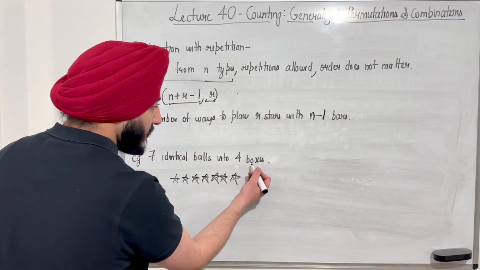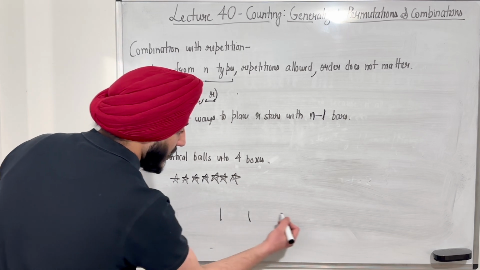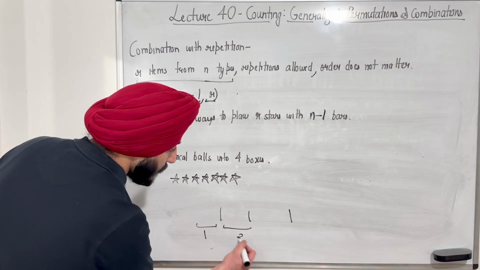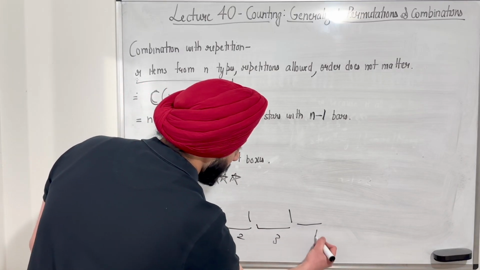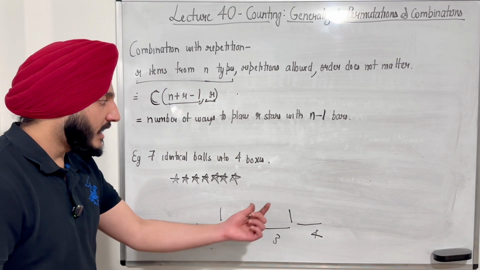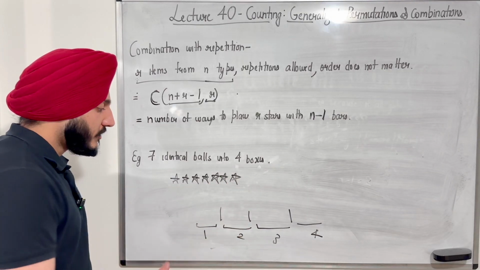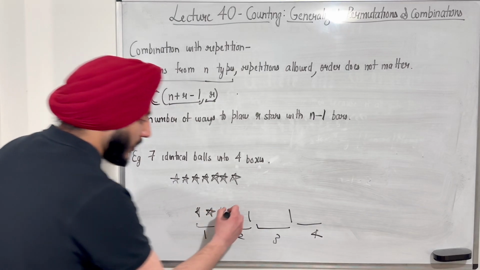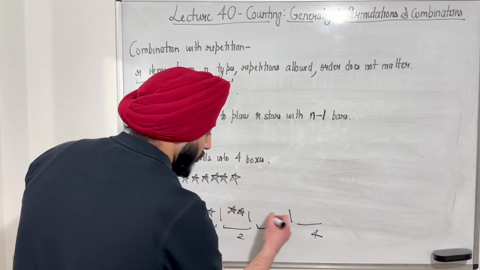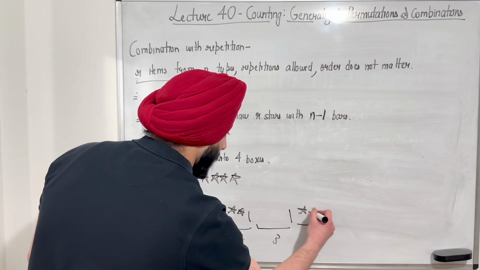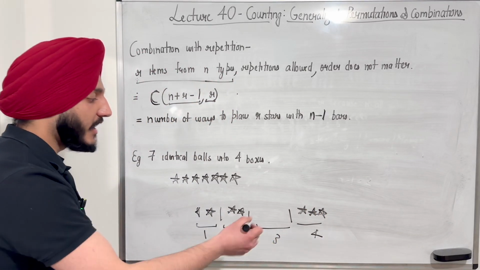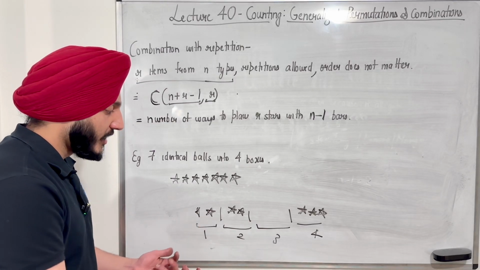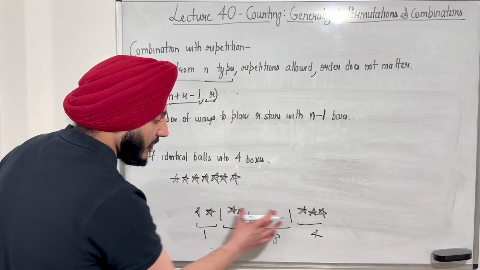And 4 boxes, I can separate them with 3 bars, right? So that means this would be box 1, this would be box 2, this would be box 3, and this would be box 4. That's why I need n minus 1, so 4 minus 1. So once again, I can place 2 balls in the first box, 2 in the second, none in the third, and maybe 3 in the fourth one. And hence I can make this arrangement as many times as I want. So the only thing that I actually need to figure out is the placement of these 3 bars.